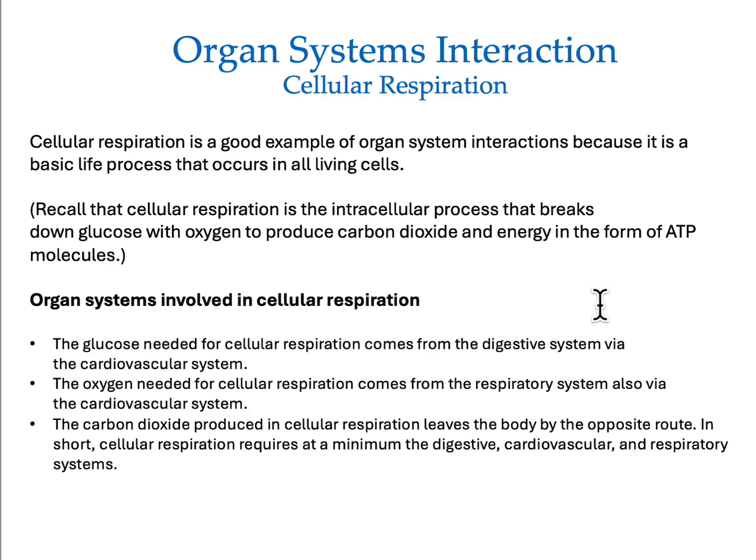The organ systems involved in cellular respiration. The glucose needed for cellular respiration comes from the digestive system via the cardiovascular system. The oxygen needed comes from the respiratory system via cardiovascular. The carbon dioxide produced leaves the body by the opposite route. In short, cellular respiration at minimum requires digestive, cardiovascular, and respiratory systems.